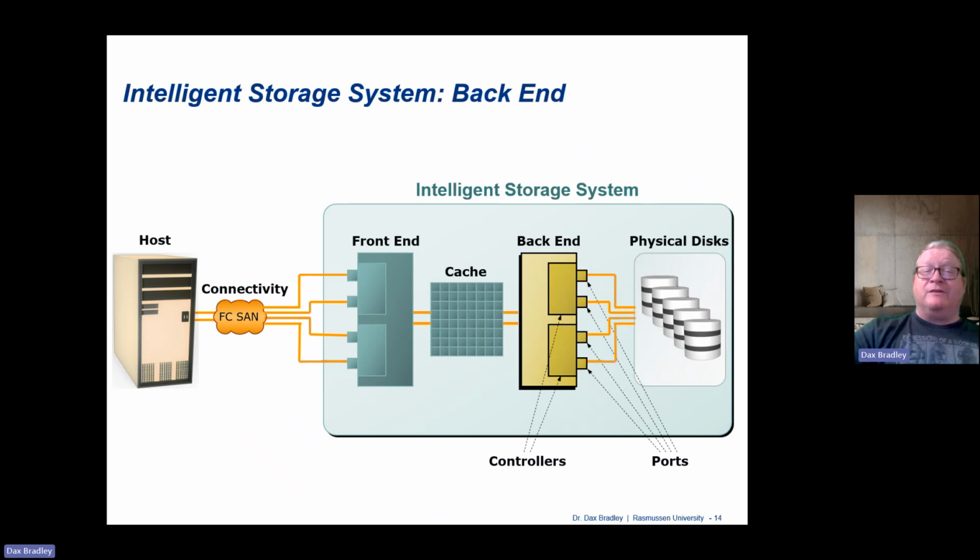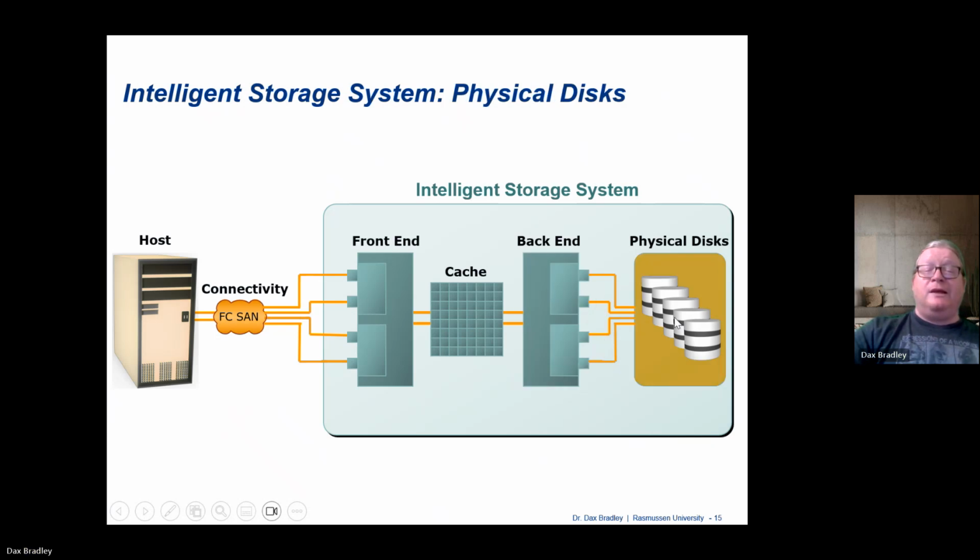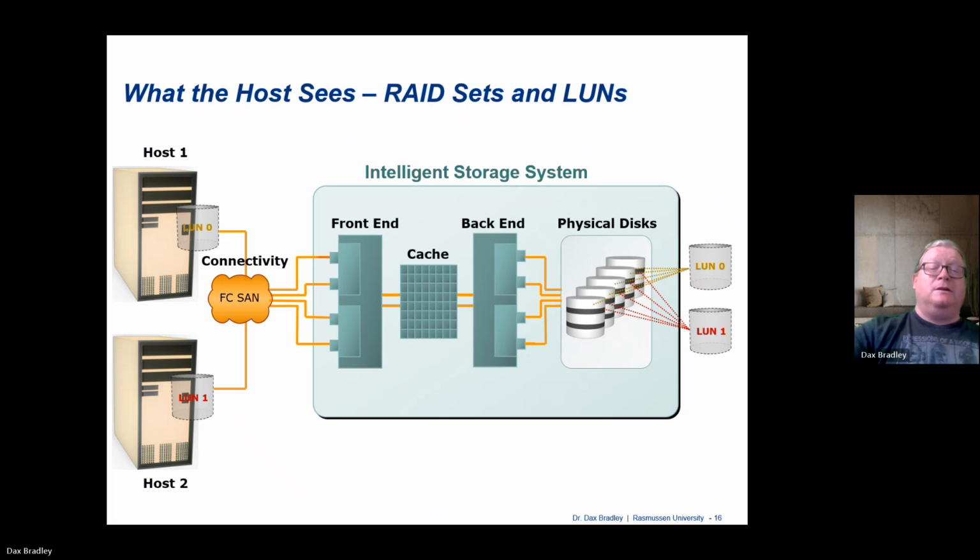The backend and physical disks are represented here. The controllers are pointed toward the physical disk or the array. The data is sent there. And what the host sees are the RAID sets and LUNs here.